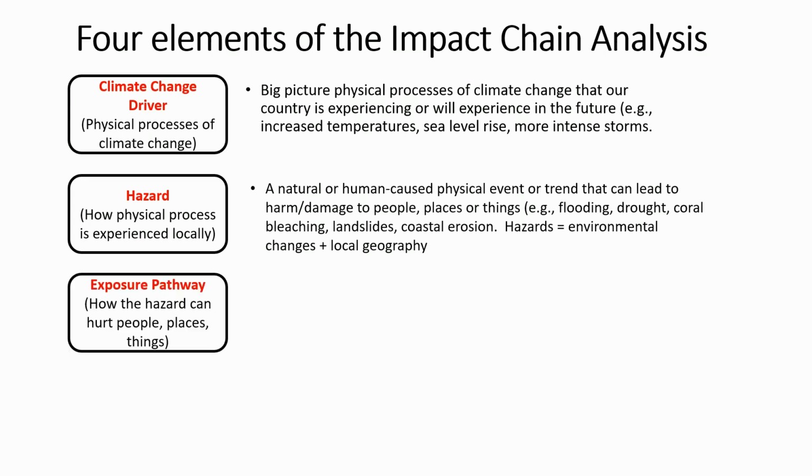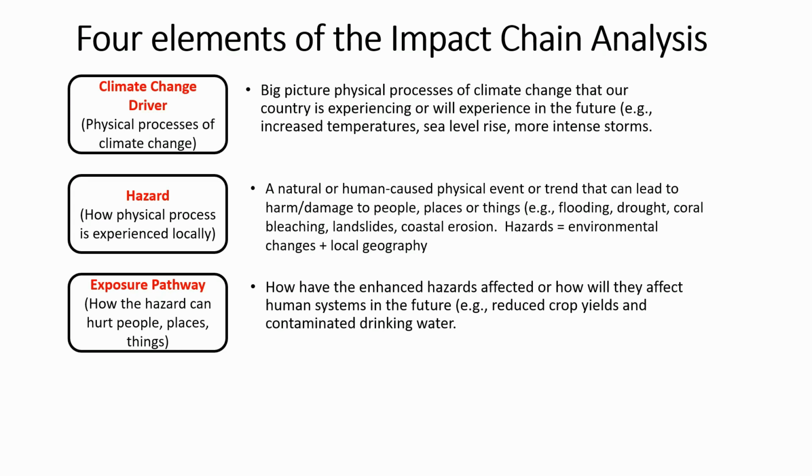Next, after the hazards, we have our exposure pathways. The exposure pathway is how the hazard can hurt people, places, and things. So you think about a flood, for example. There are many different ways that a flood can cause damage. It can cause harm to people. Flooding can cause damage to structures.